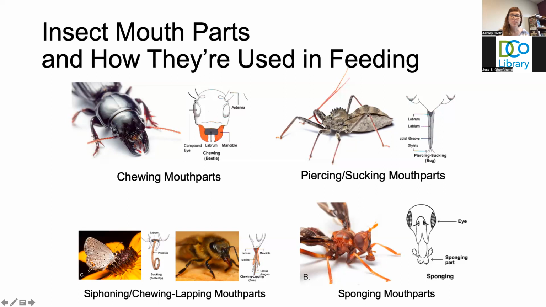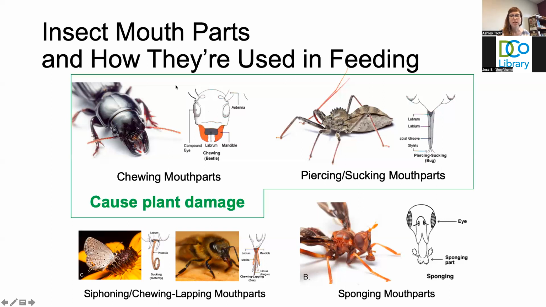Sponging mouth parts, this is the mark of the flies. They typically can do some damage, but they're just as likely to do damage by laying eggs and having their maggots grow in the plants than by actually eating them. And then siphoning or chewing, lapping mouth parts. This will be things like bees, butterflies, and that kind of stuff. For the most part, they're not going to be causing too much damage on our plants, right? It's really these ones up here that are causing the vast majority of plant damage.